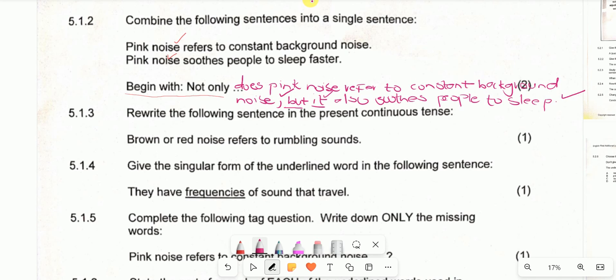Rewrite the following sentence in the present continuous tense. I said whenever you are asked about tense, what you need to look for is a verb in the sentence, and that is where you are going to effect the changes, because you only change the verb in such a way that you play around with the tense. Brown or red noise refers to rumbling sounds. This is in a simple present tense because it says "refers."